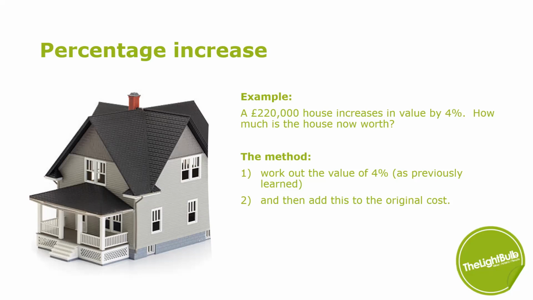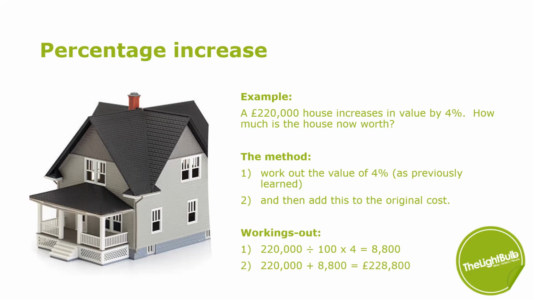Okay, so step 1, 220,000, that's the original amount, divided that by 100, and then we times that by 4, gives us 8,800. And step 2, back to the original amount, and we add on that 4%, which is 8,800, giving us a total of £228,800.